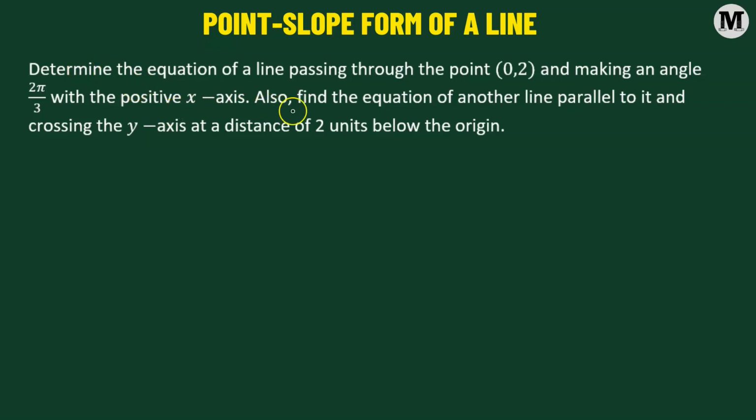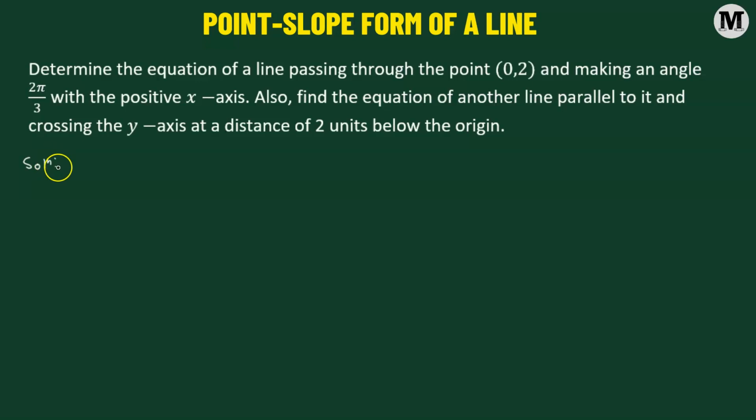Determine the equation of a line passing through the point (0, 2) and making an angle 2π/3 with the positive x-axis. Also, find the equation of another line parallel to it and crossing the y-axis at a distance of 2 units below the origin. Now let's try to understand the problem graphically first.